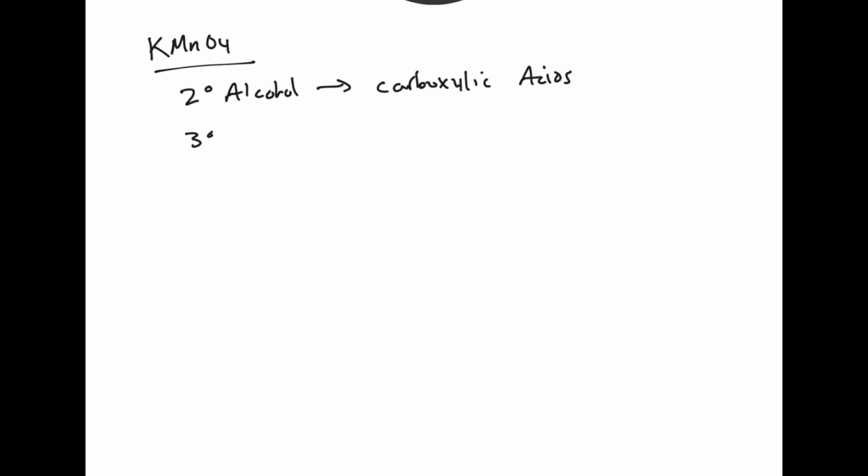And then the other way we can do this, we can use KMnO4. It's a stronger oxidant, so the big difference between it and periodic acid is the secondary alcohols that you have on your vicinal diol, they become carboxylic acids. And your tertiary alcohols still become ketones.